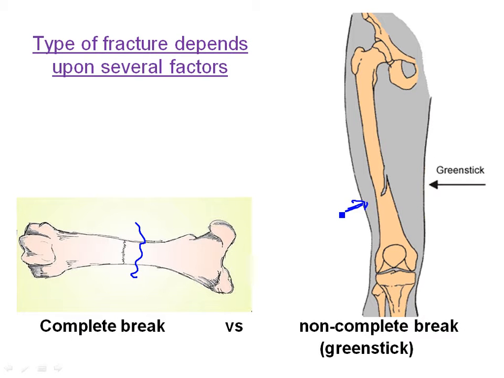Now, sometimes we refer to this as a greenstick fracture because if you think about a young twig or a green branch, it's hard to break completely. It won't snap. So it will kind of bow or bend, and part of it will break, and therefore the name greenstick. Now, these can happen in younger patients. Children's bones are a little more flexible, so they're not going to break completely through sometimes.